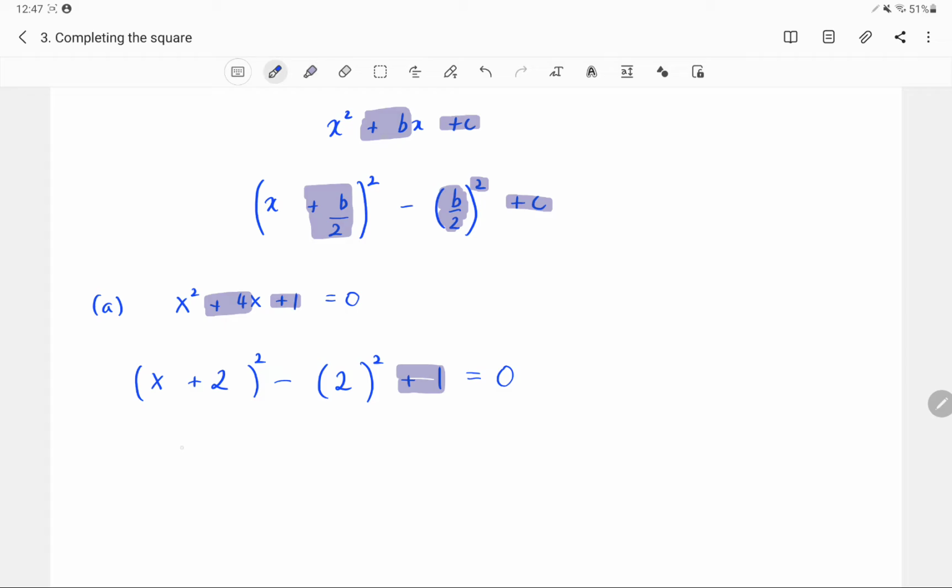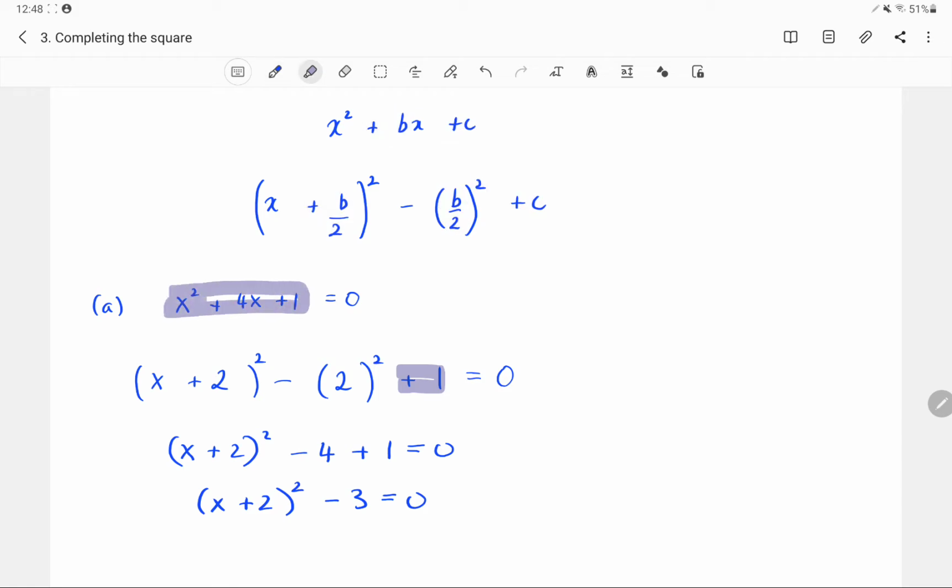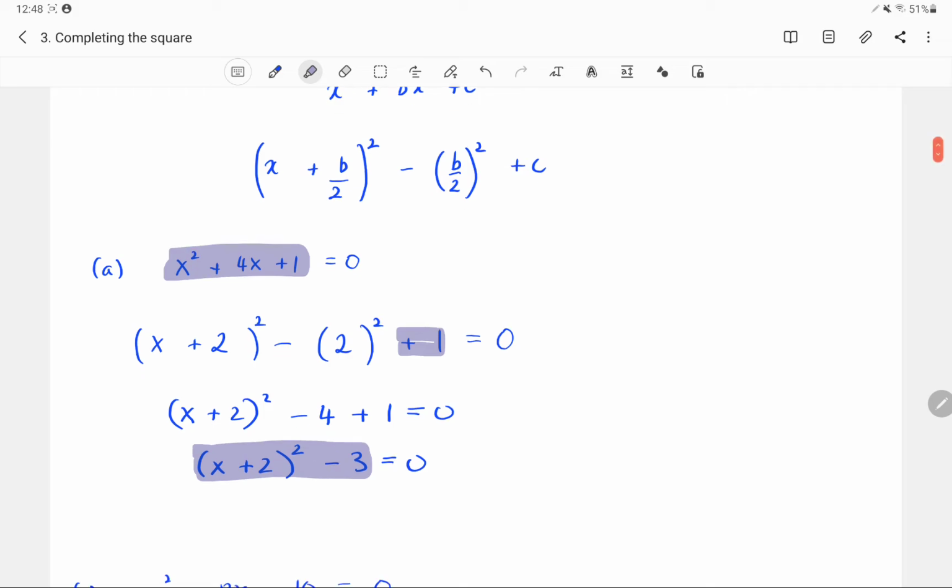So that tidies up. Our bracket just stays as x plus 2 squared. If we're taking away 2 squared, we're subtracting 4. And adding 1 gives us 0. So tidying it all up, we will have x plus 2 squared minus 3 equals 0. So this quadratic can be rewritten as x plus 2 all squared subtract 3. Now the purpose of doing that is so we can actually solve this equation. So what we can do is bring that minus 3 across, and we have x plus 2 all squared is equal to 3.